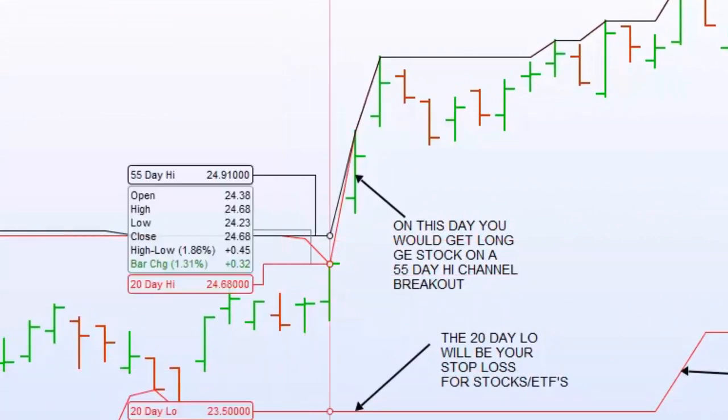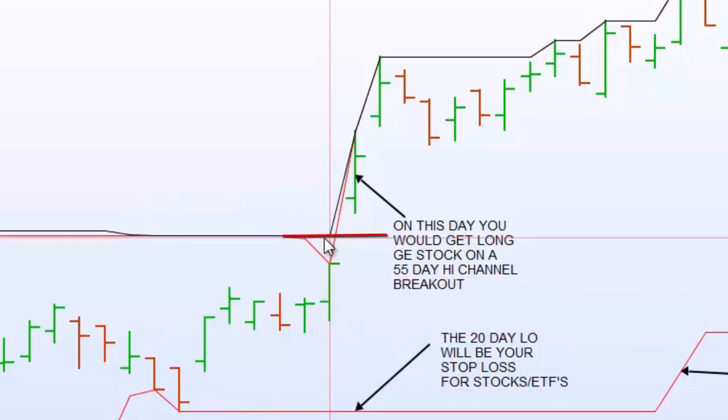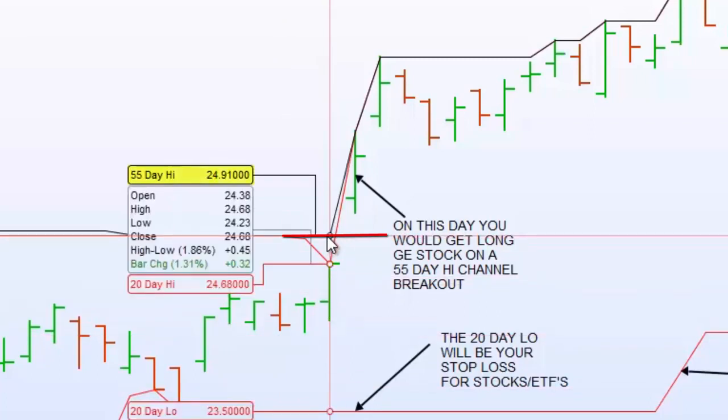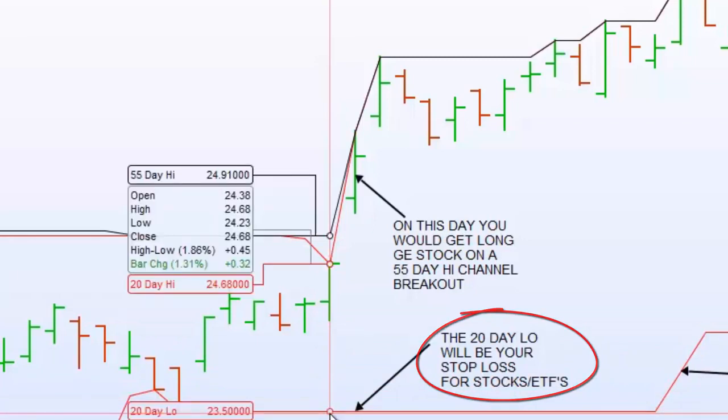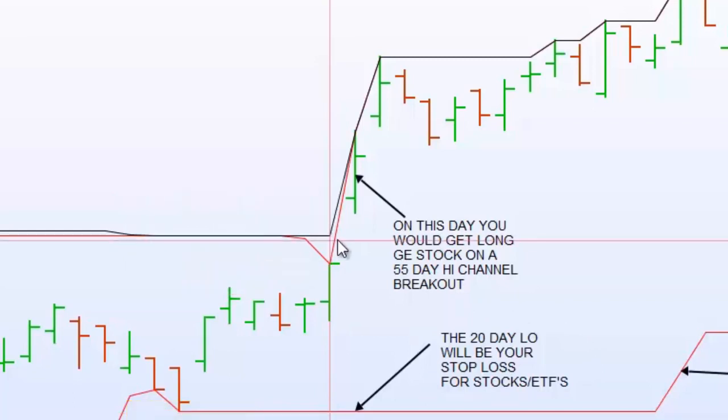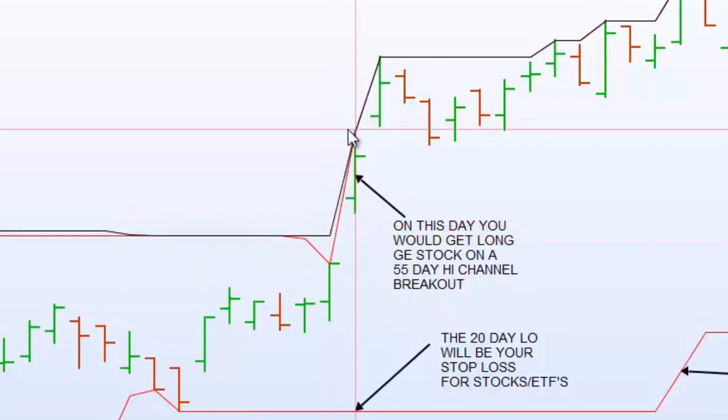On this day, you'll buy on a break of the 55-day high, on a break of this line, and if you look to the left of the cursor, the top one says 55-day high at 24.91. So you'll buy on a break of that high plus the cushion, and your stop loss for that day will be this red line, also known as the 20-day low. If you look to the left of the cursor, you'll see 20-day low at 23.50. So on the next trading day, you would have gotten into the market.